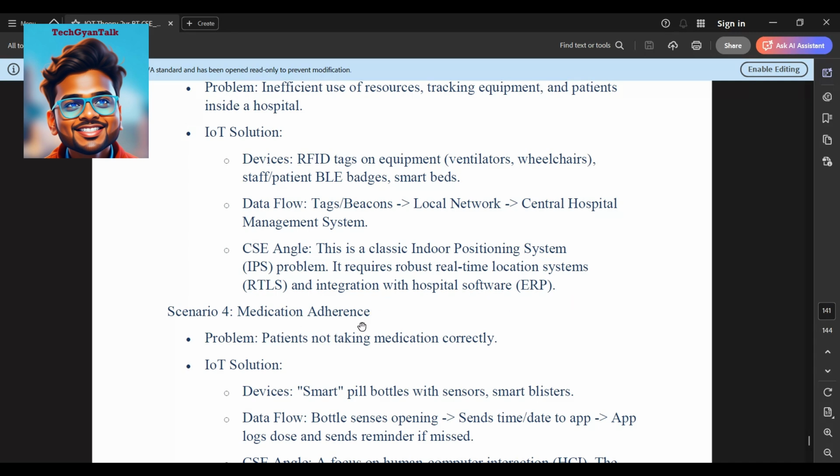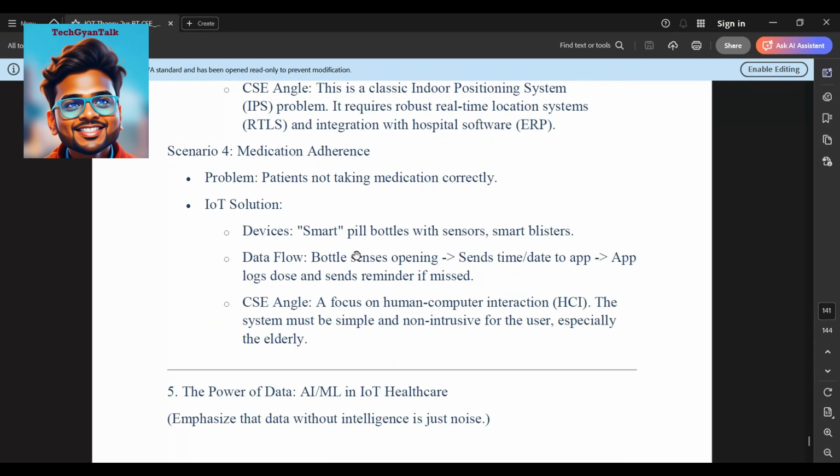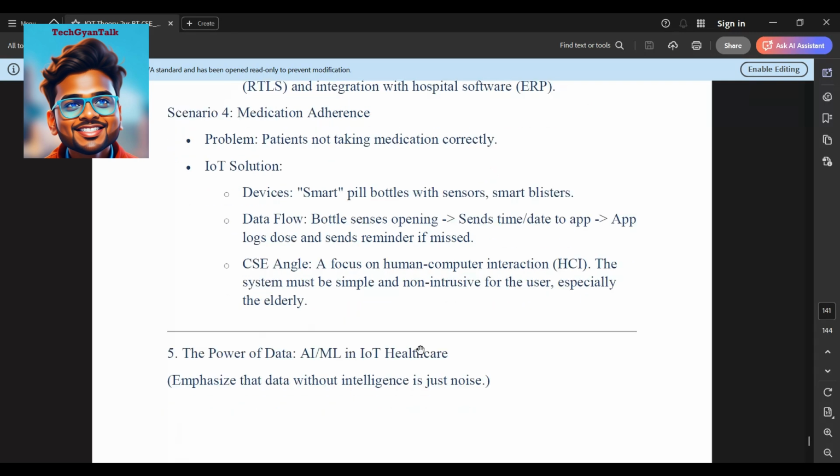Scenario four, medication adherence. The problem is patients not taking medication correctly. The IoT solution is devices like smart pill bottles with sensors and smart blisters. For the data flow, bottle sensors sense the opening time and send data to an app, which logs those and sends a reminder if a dose is missed. From the computer science angle, the focus is on human-computer interaction: the system must be simple and non-intrusive for the user, especially the elderly.